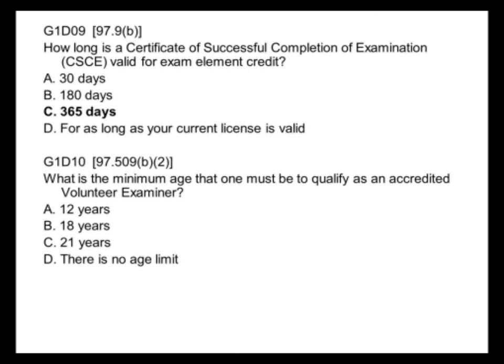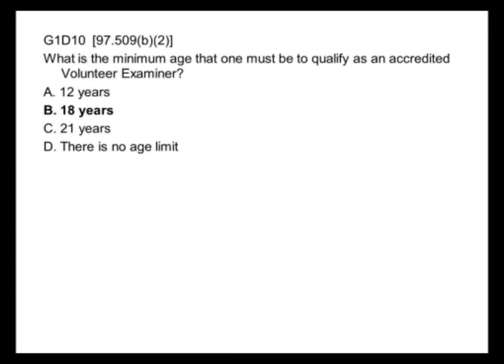And the other thing is if there's an administrative mix-up of some kind and you need to prove that you have passed the exam. So you need to hold on to them for that length of time. What's the minimum age that one must be to qualify as an accredited voluntary examiner? It's 18 years of age.